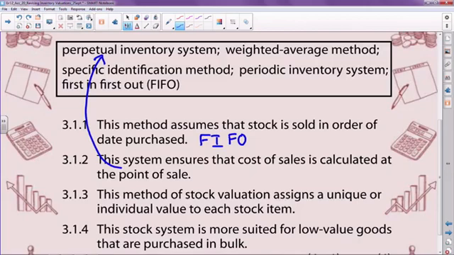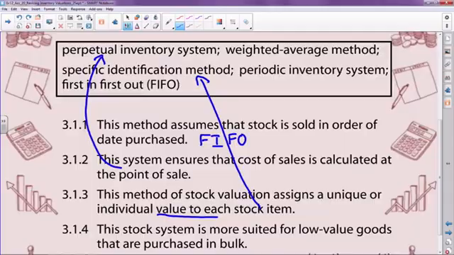This method of stock valuation assigns a unique or individual value to each stock item. Okay, clearly they're talking now about a valuation system. And obviously, when they're telling you each item has its own value, it tells you that this is the specific identification method. What do we know about that? That the value of each item has a specific value. For example, if you have motor vehicle A, B, and C, A would have its own value, B would have its own value, and C would be assigned its own value.